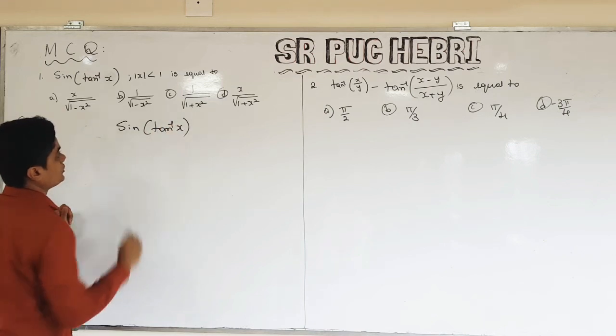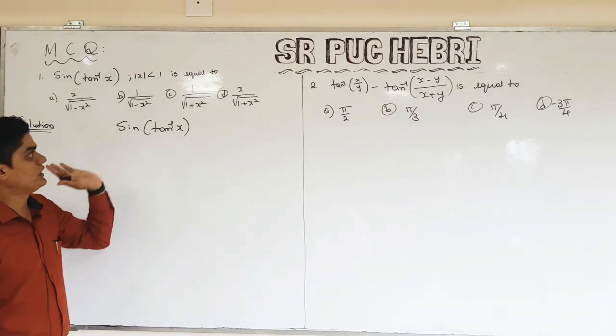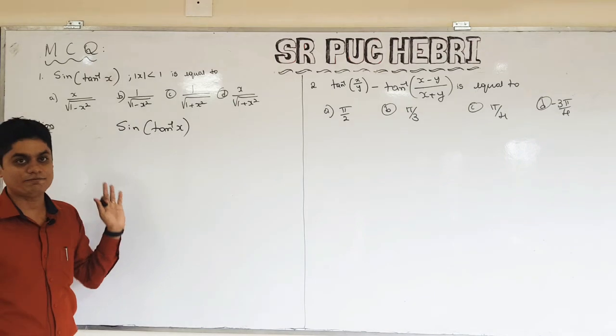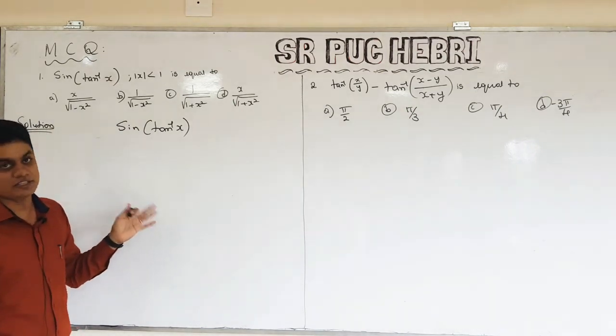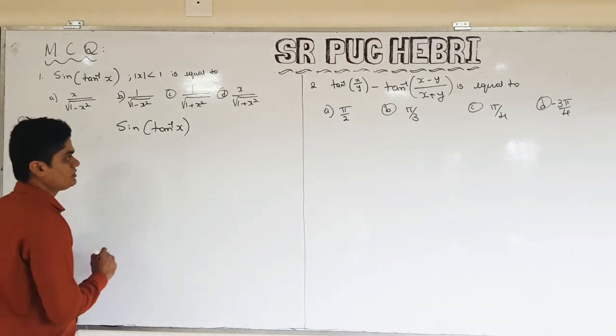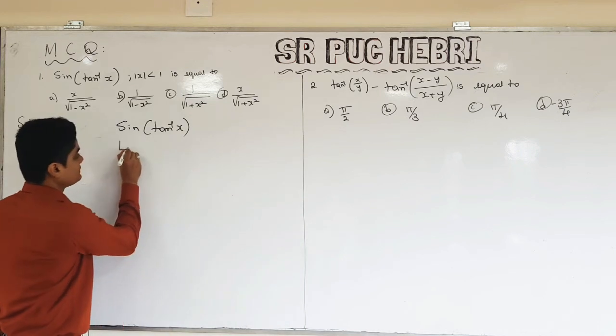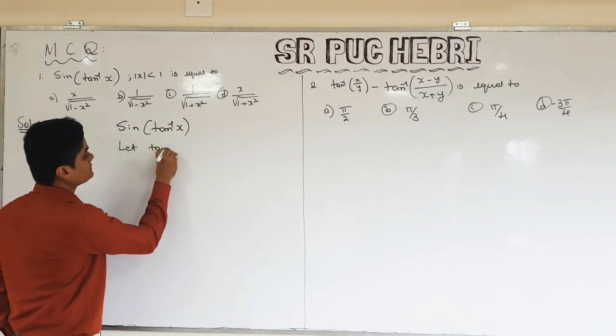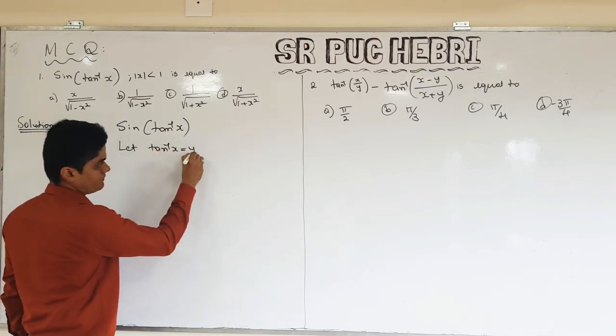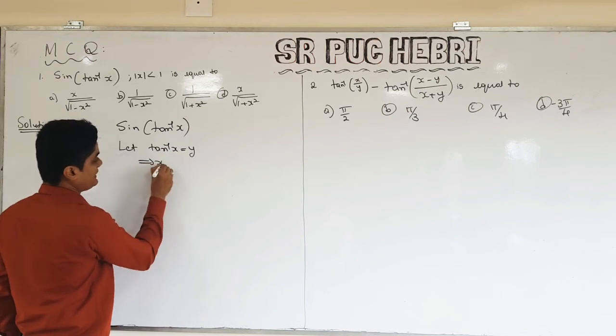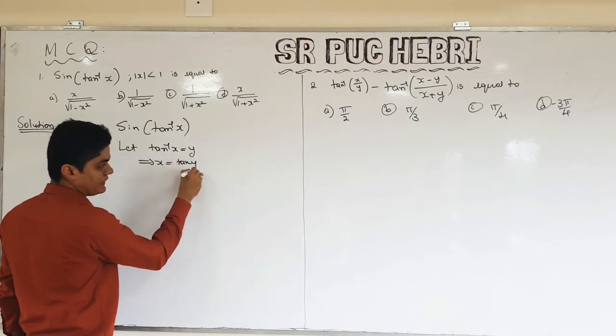We have to find out what this is equal to, and answers are given. Four options are given, and your answer must be one of these four options. How to solve? Consider tan inverse of x is equal to y. So this implies x is equal to tan y.